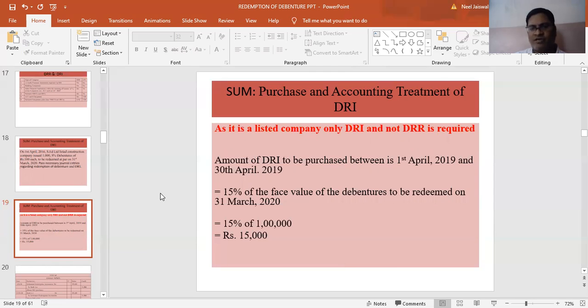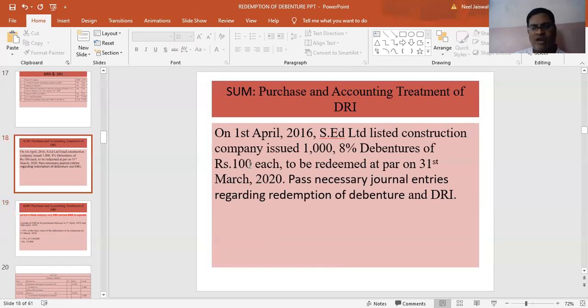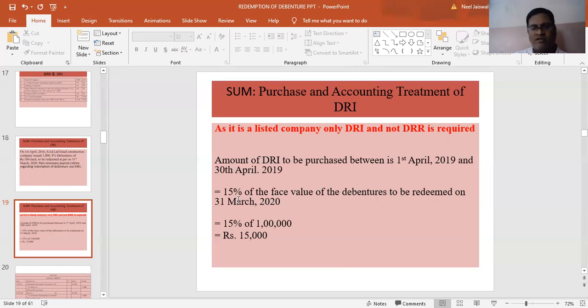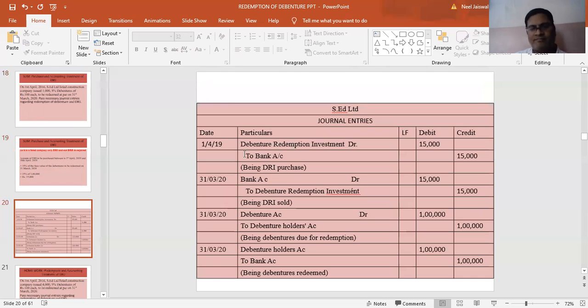Debentures needed to be redeemed is 1 lakh. See over here, 1000 into 100 is 1 lakh rupees debenture, that is the face value of the debenture. 15% of 1 lakh is 15,000, DRI is required to be created. On 1/4/19, they are creating the investment. 1/4 I have taken. Why? Because I prefer 1st April.